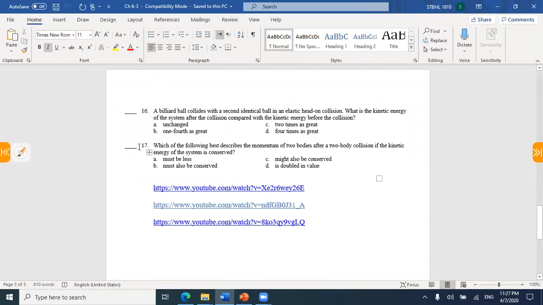Let me check with you number 17, the last question. Which of the following best describes the momentum of two bodies after two-body collision if the kinetic energy of the system is conserved? Okay. What about the momentum? If kinetic energy is conserved, what about the momentum? We said that momentum is conserved from the previous lesson. Okay, neither created nor destroyed. So it must also be conserved.